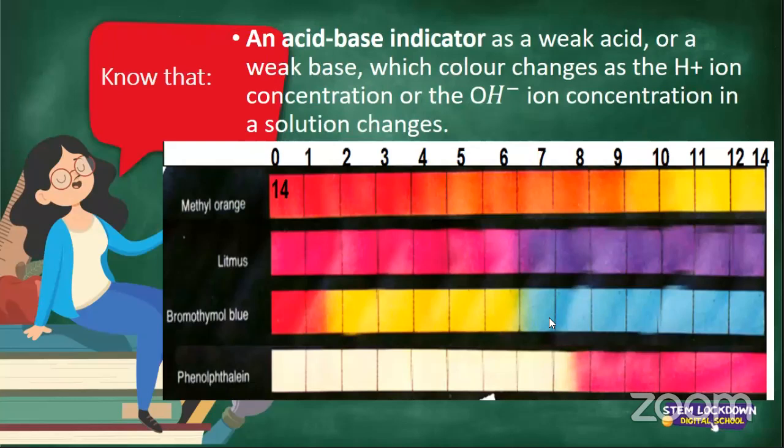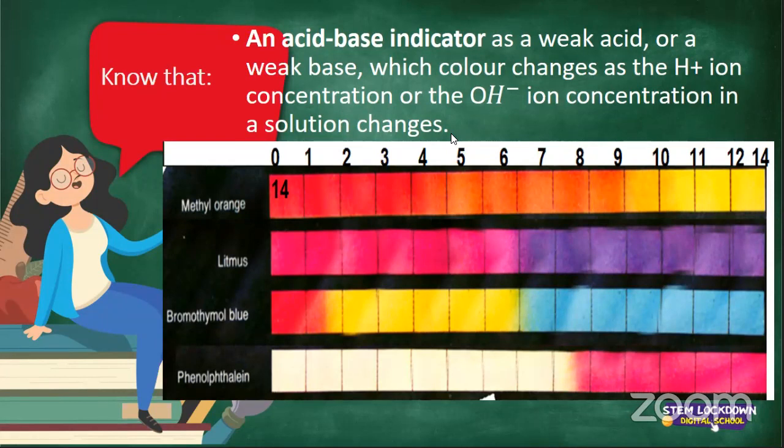Water, this slide. Let's consider this one here. What is an acid-base indicator? An acid-base indicator is a weak acid or a weak base whose color changes as the hydrogen ion concentration or hydroxide ion concentration in the solution changes. It's a weak acid or a weak base of which its color changes as the hydrogen ion concentration or hydroxide ion concentration in a solution changes.